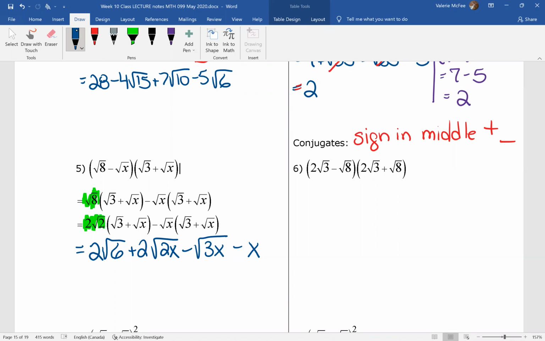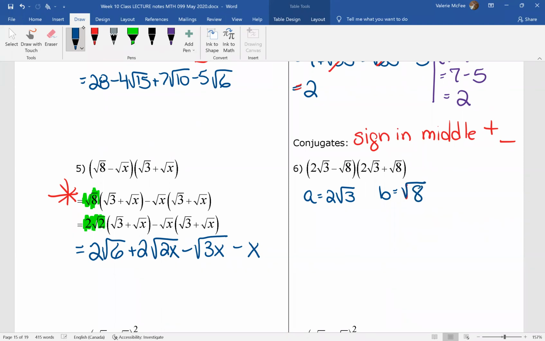Did you recognize that we have conjugates for question 6? A equals 2 root 3, b equals the root of 8. I just simplified the root of 8 over here. Did you simplify the root of 8? Let's assume you did not. In fact, for this question, maybe it's easier not to.